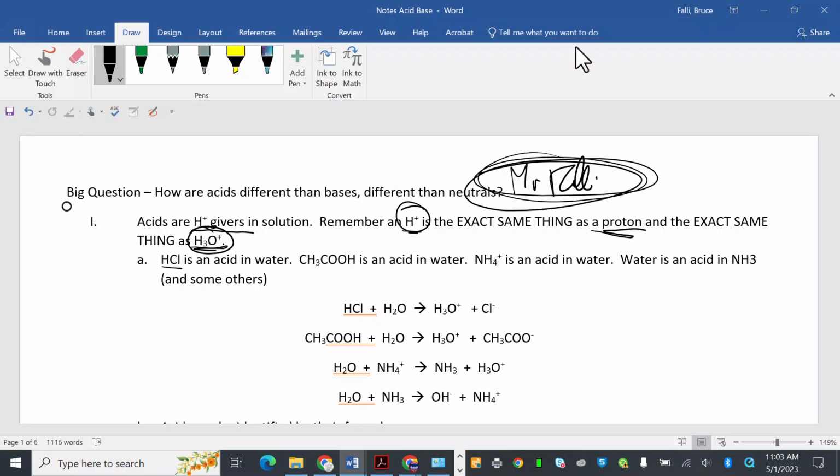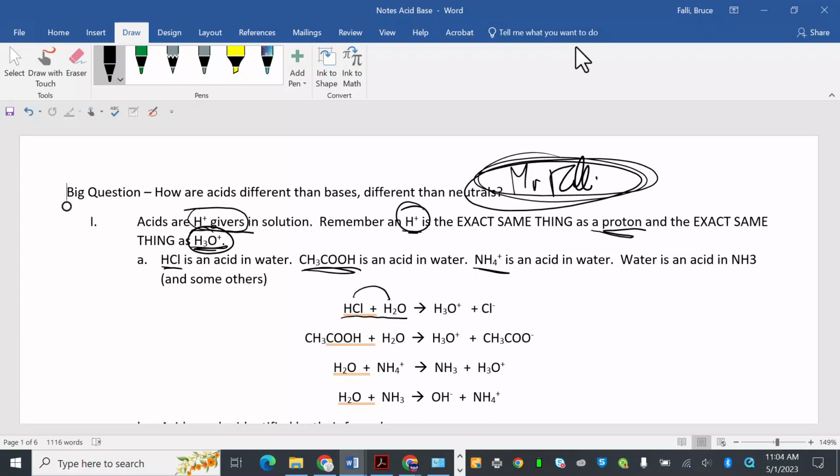HCl is an acid in water. CH3COOH is an acid in water. NH4 positive is an acid in water. Okay, I'm already confused. What's an acid again? An H positive giver. Okay.